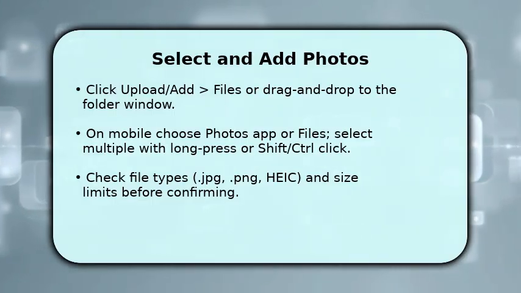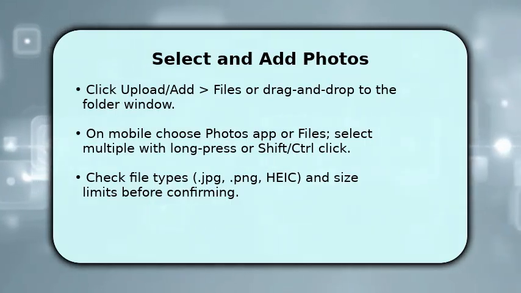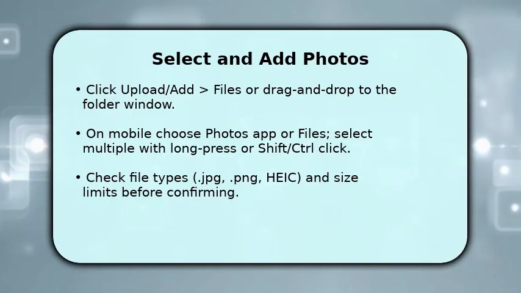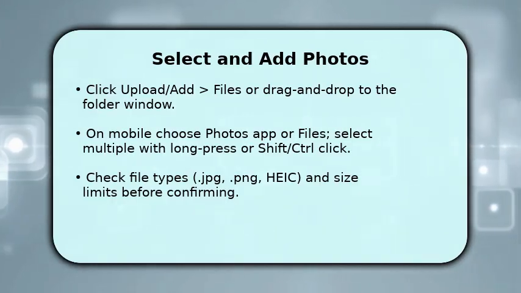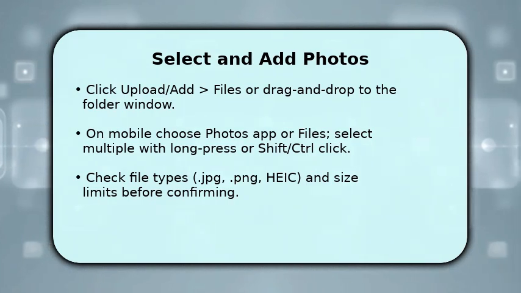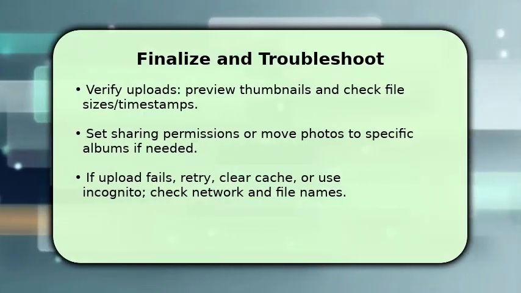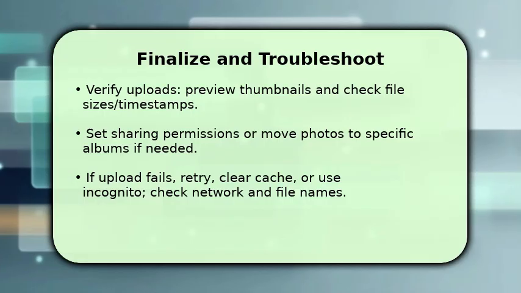Make sure the files are supported formats like JPG or PNG and under any size limits imposed by the folder settings. Once selected, confirm and watch the upload progress bar until it reaches 100%. Once uploads finish, preview thumbnails and open a couple of images to confirm integrity. Then set the correct sharing permissions or move photos into specific albums so collaborators can find them.